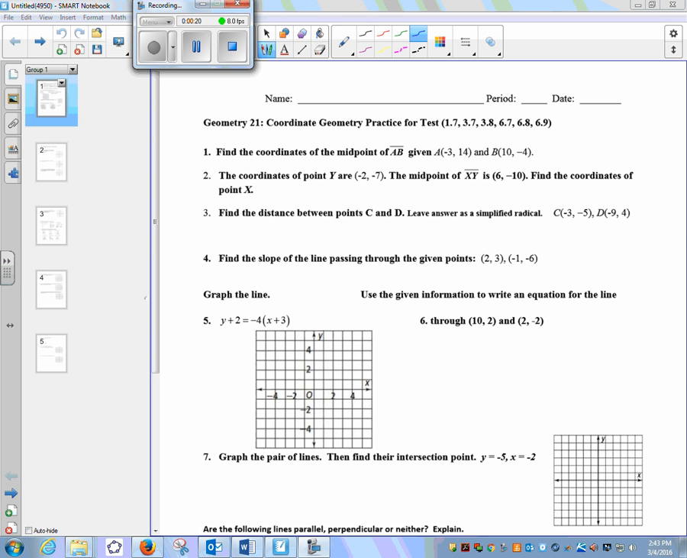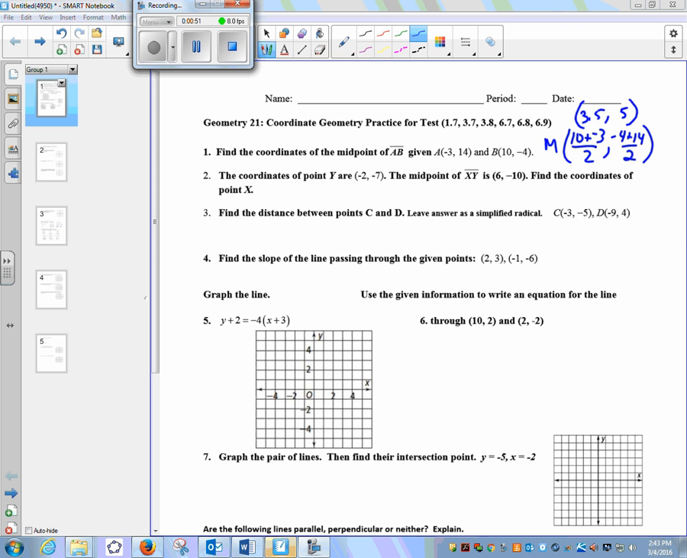Find the coordinates of the midpoint of AB. Midpoint formula, remember, we are going to add the x's, so 10 plus negative 3 over 2, and add the y's, negative 4 plus 14 over 2. You're going to get 7 over 2, which is 3.5, and 10 over 2, which is 5. Don't forget to put those parentheses around them. The coordinate of y is negative 2, negative 7. The midpoint is 6, negative 10.